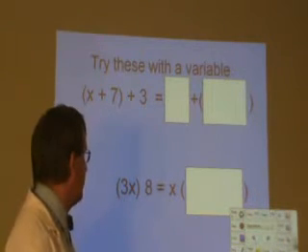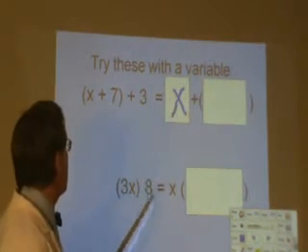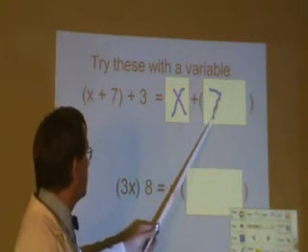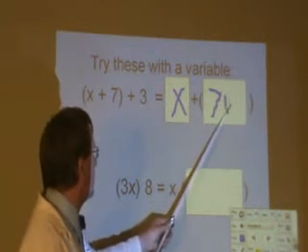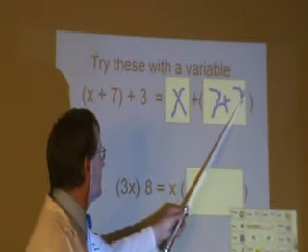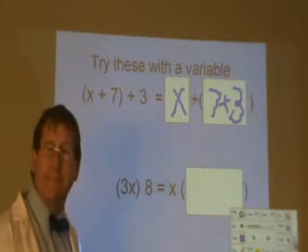Let me get myself a pen. The x would go there. Over here would go the 7 plus the 3. See?